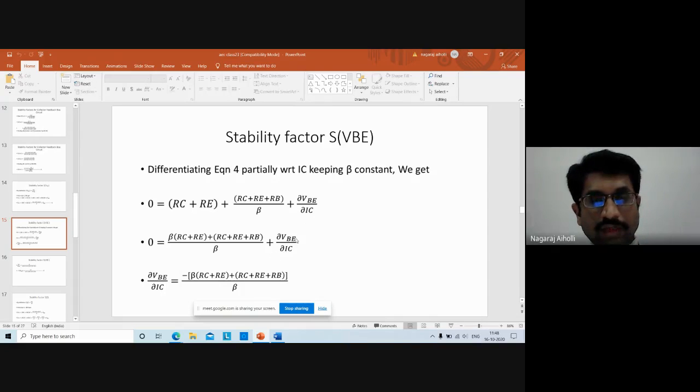Now we want the equation for dou VBE by dou IC. Therefore, dou VBE by dou IC is equal to this portion; if you take it to the LHS, it will become minus, because it is plus here. It becomes minus of beta into RC plus RE plus RC plus RE plus RB, the whole divided by beta. Okay, we got the equation for dou VBE by dou IC.